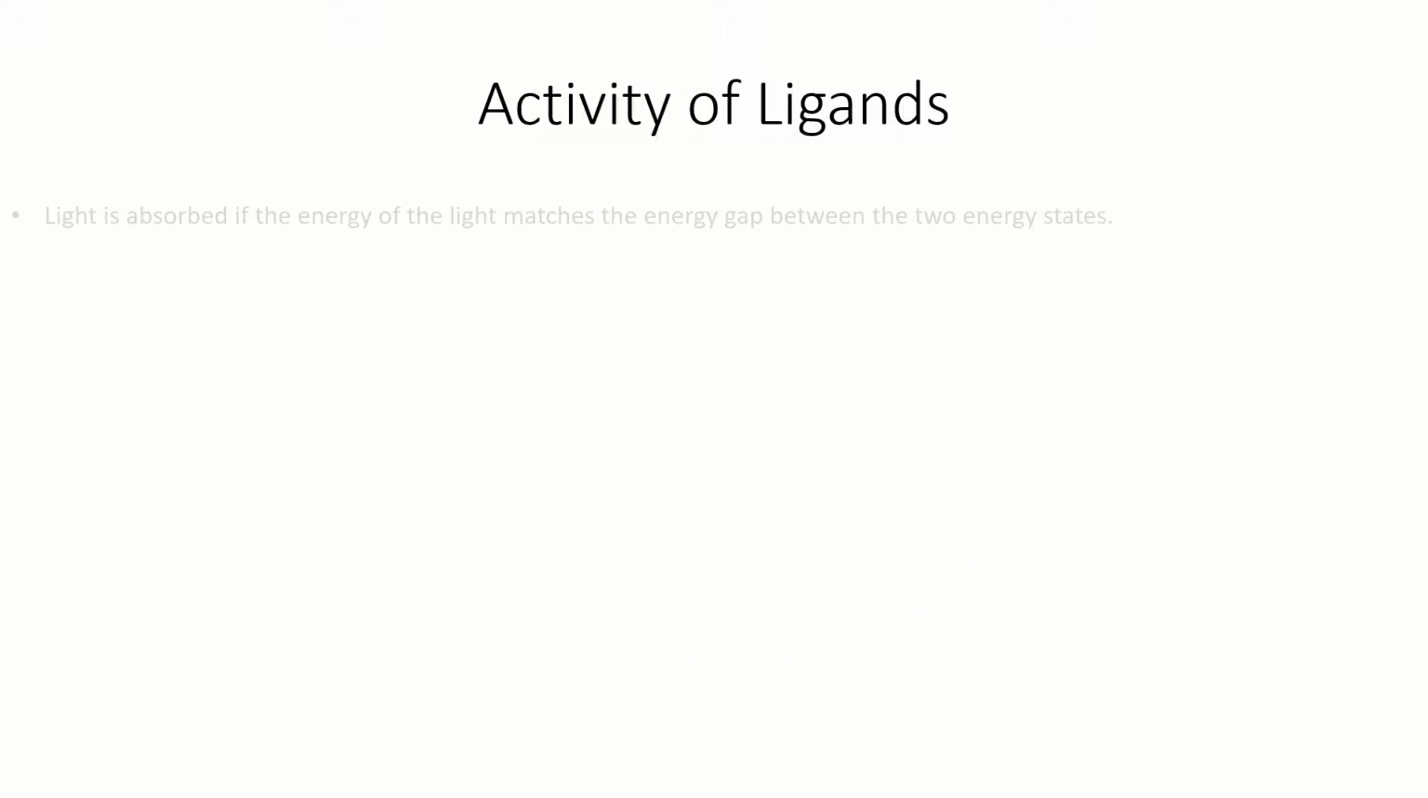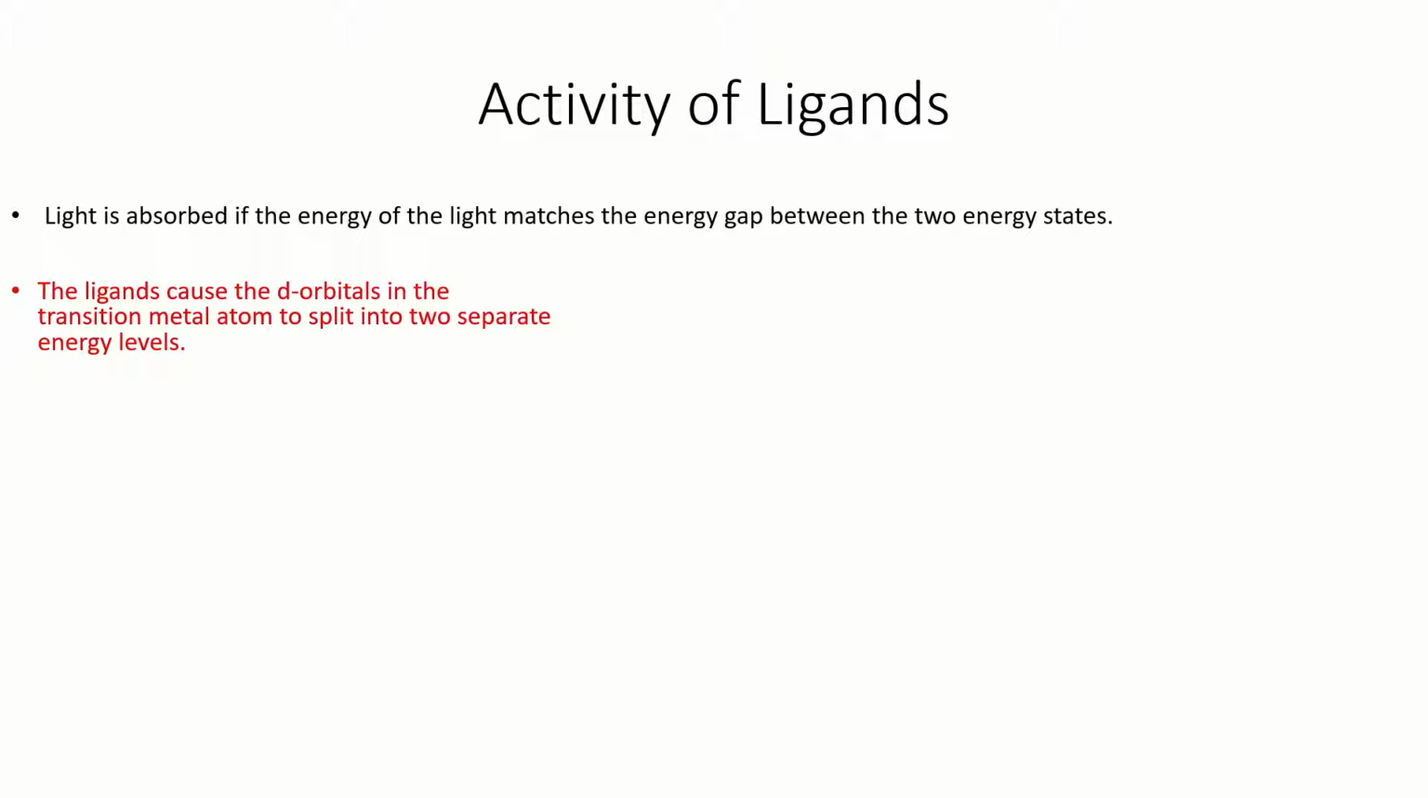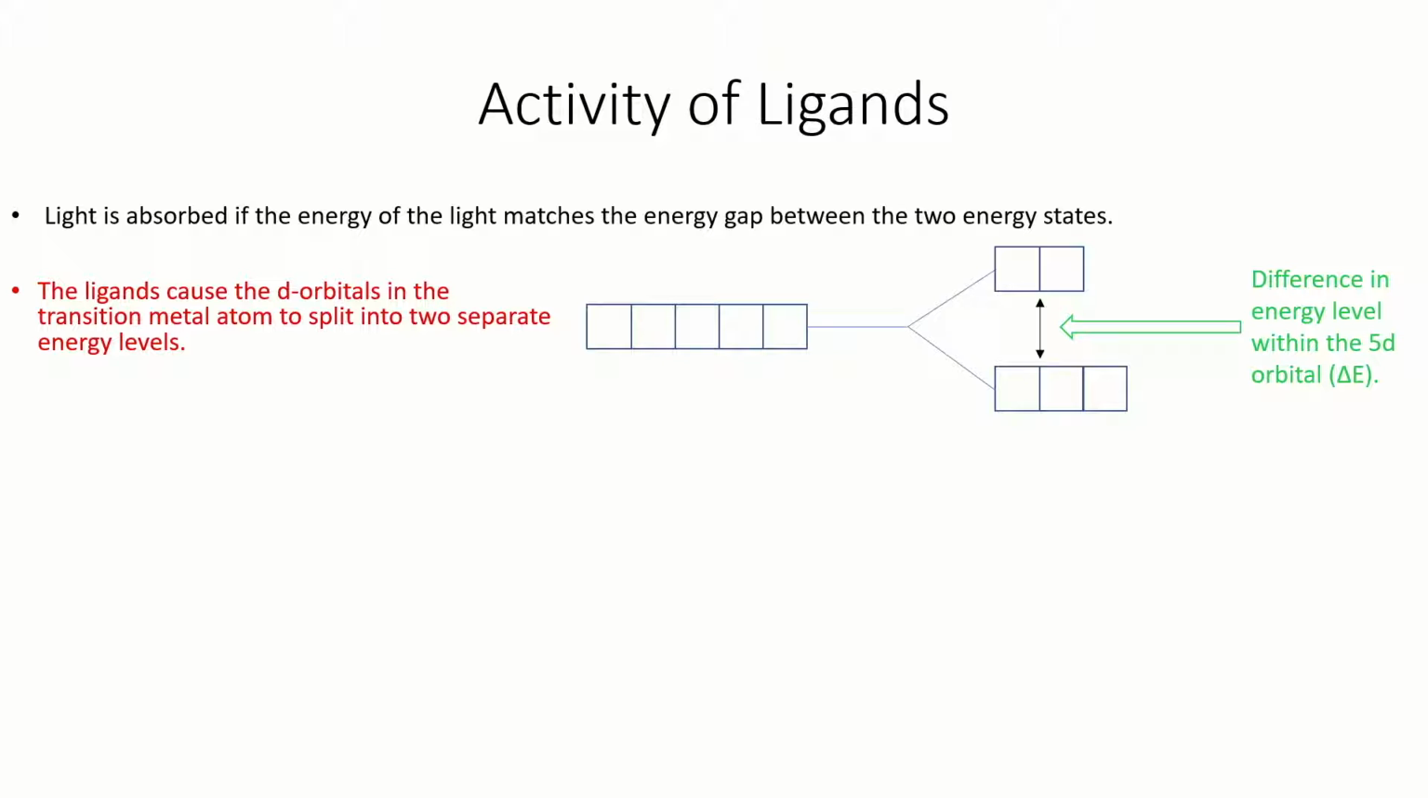Light is absorbed by the metal atom if the energy of the light matches the energy gap between two energy states within the atom. The effect of the ligand is that it causes the d orbitals in the transition metal atom to split into two separate orbitals, one of higher energy and one of lower energy, thus producing the two energy states needed for light to be absorbed by the atom.